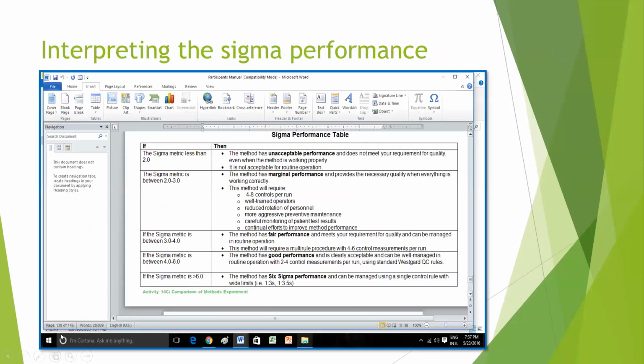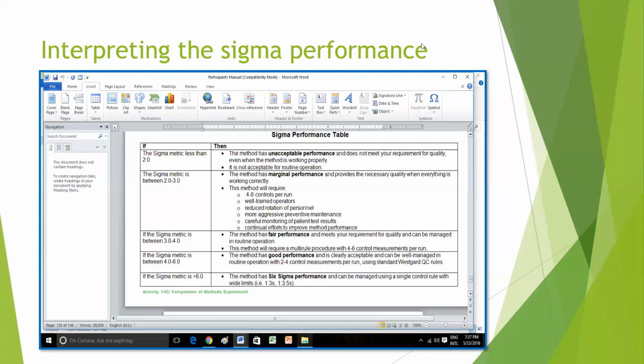Then what does it tell you? If the sigma metric is less than 2, it means your method has got unacceptable performance, does not meet a requirement for quality, not even when the method is working properly. It is not acceptable for routine operation. If the metric is between 2 and 3, it means the method has got marginal performance and provides the necessary quality when everything is working correctly.